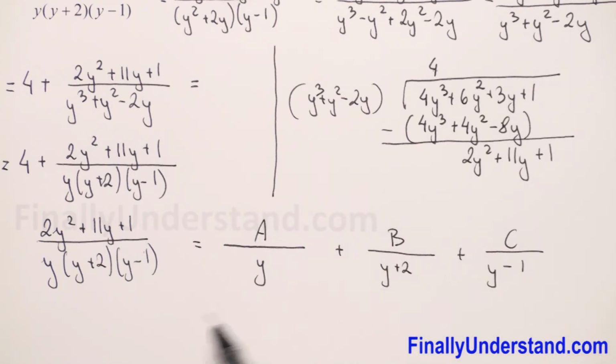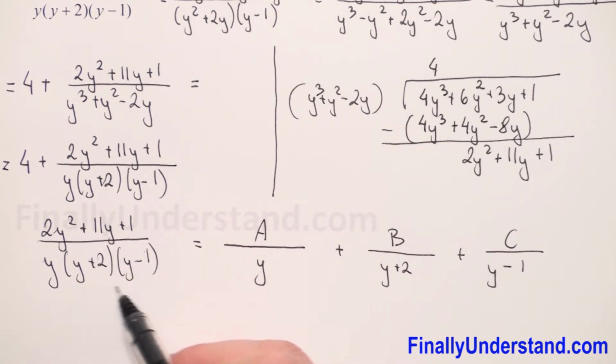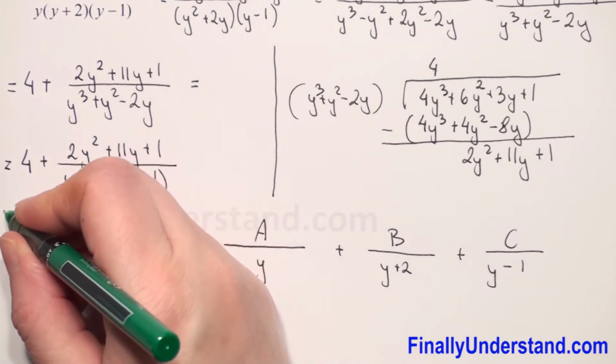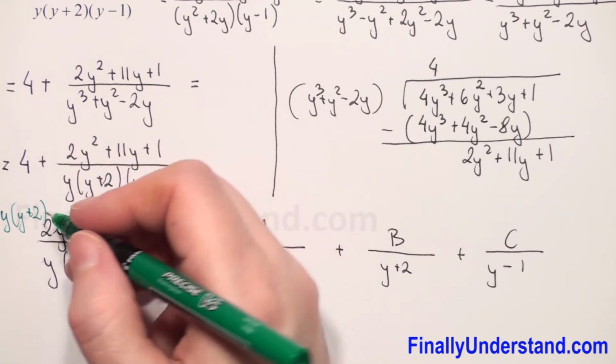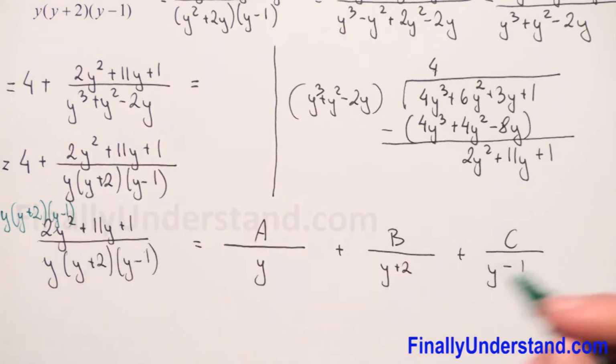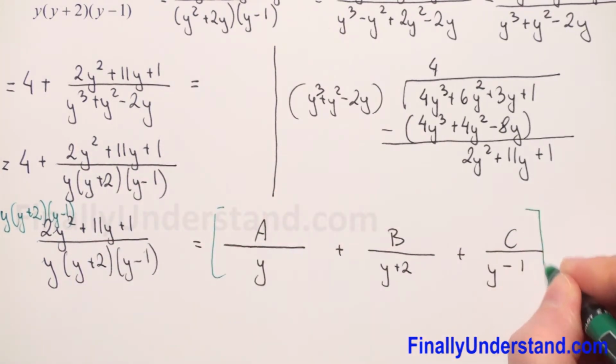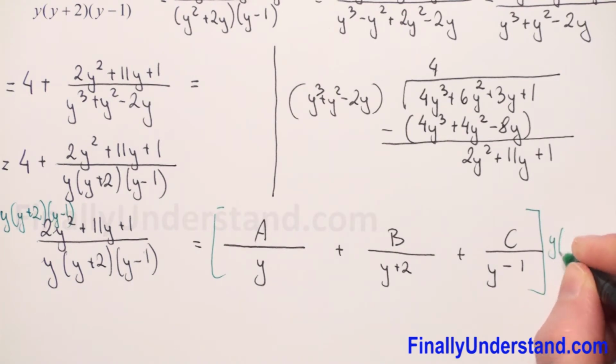How do we do this? We have to get rid of our denominators first. We have to multiply both sides of our equation by the lowest common denominator, and the lowest common denominator is always the denominator of the fraction which we have at the beginning. So we have to multiply both sides by y times y plus 2 times y minus 1, and the right side, this whole expression, times y plus 2 times y minus 1.